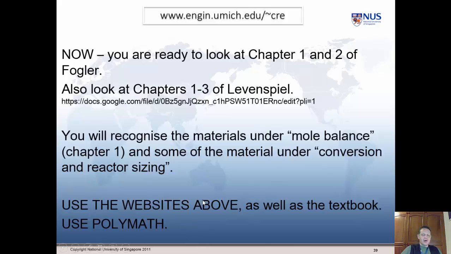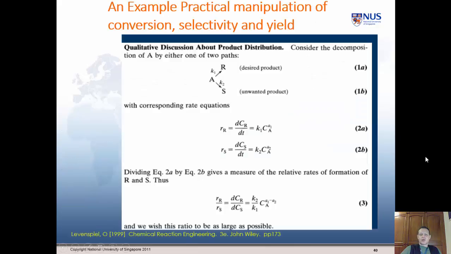Okay, now what I'm going to do is walk through a couple of extracts and show you exactly the process you need to use and how you tweak stuff. So let's take this as an example. We have A going to an undesired product, and A going to a desired product and an undesired product. How do you determine how to set up your plant or your reaction conditions to bias it one way or the other in favor of hopefully your desired product?